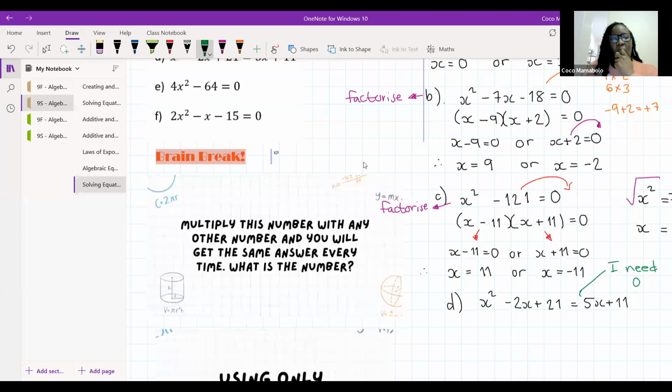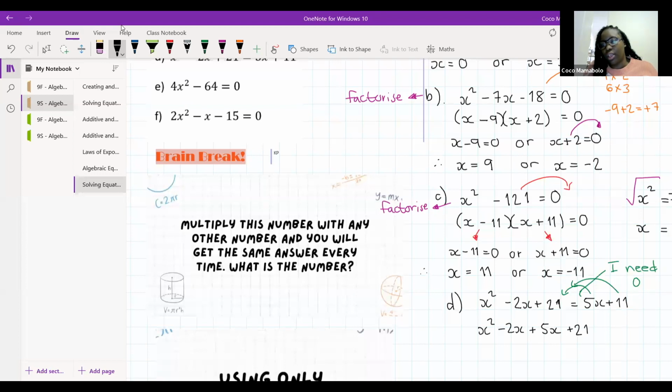Ma'am, you have to move it to the left side. Good. We need to move it to the left. Take everything over to the other side. So tell me what I need to write. I'm going to have x squared minus 2x plus 5x plus 21 plus 11.